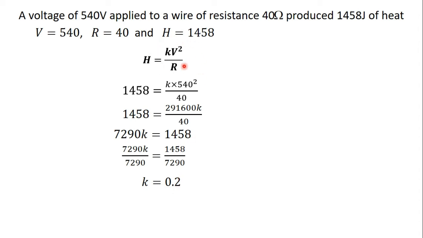Now remember, this is the expression. H is equal to KV squared divided by R. So if K is 0.2, then we can say that H is equal to 0.2 V squared divided by R. This is the first part of the question. You have been able to find an expression connecting H, V, and R. We are going to solve the second part of the question in the next video.